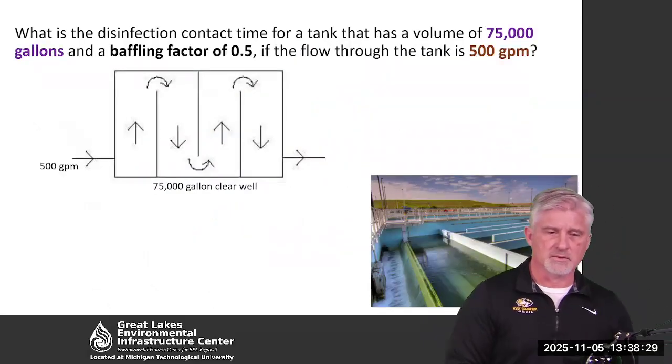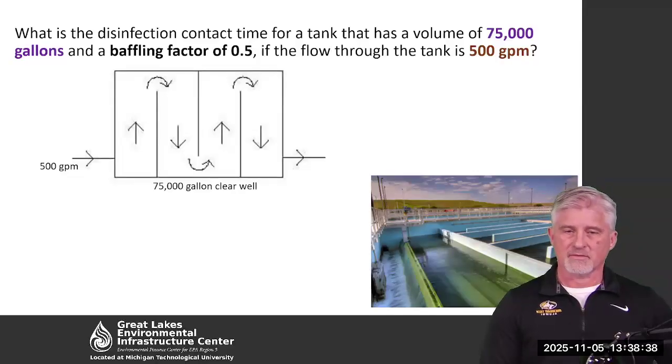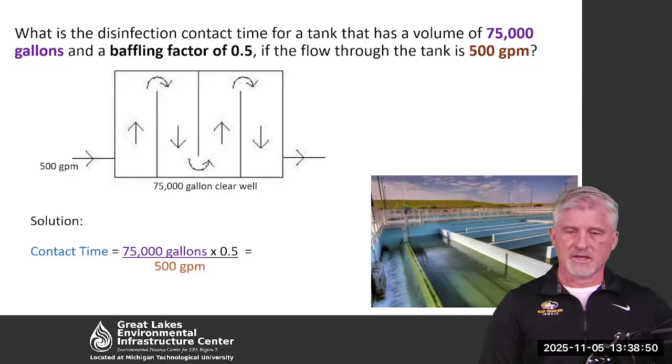So we can work a little example of that. What is the disinfection contact time for a tank that has a volume of 75,000 gallons and a baffling factor of 0.5? The flow through the tank is 500 gallons per minute. We've got 500 gallons per minute going into the 75,000 gallon clear well. So our solution, our contact time is going to be equal to the volume in the tank times that baffling factor, and then divided by the 500 gallons per minute, the flow that's going through there.